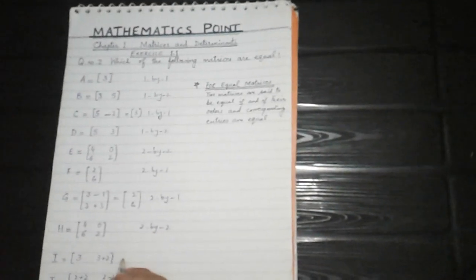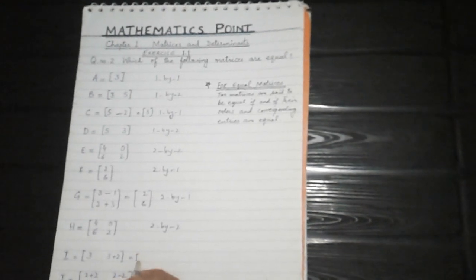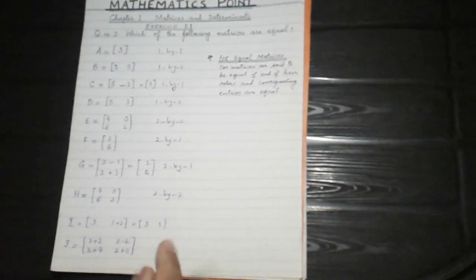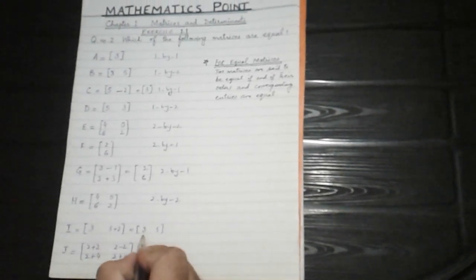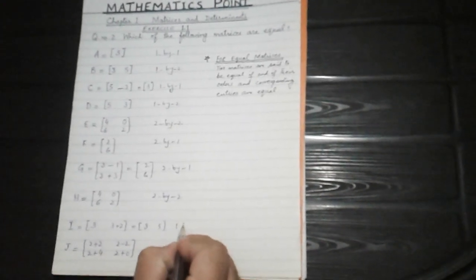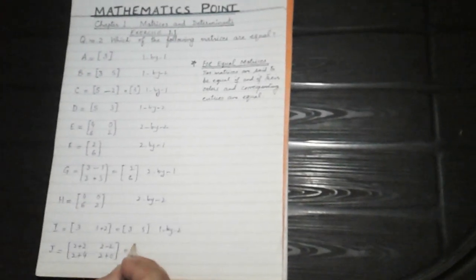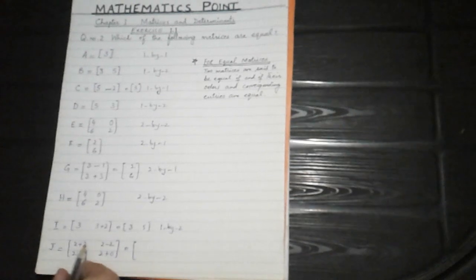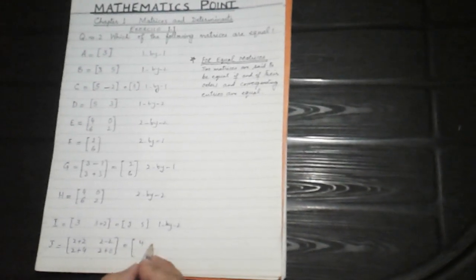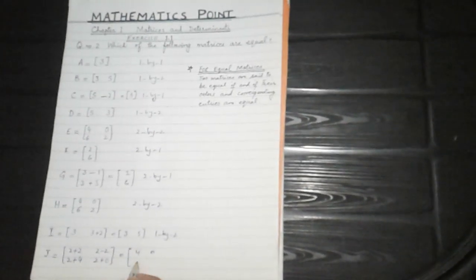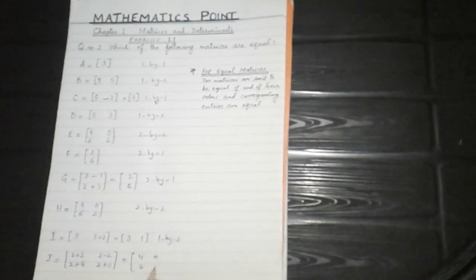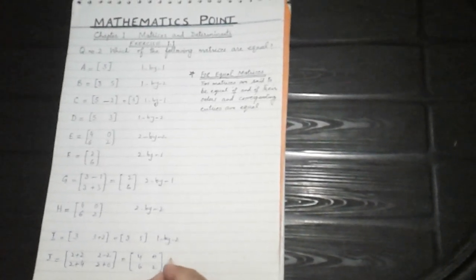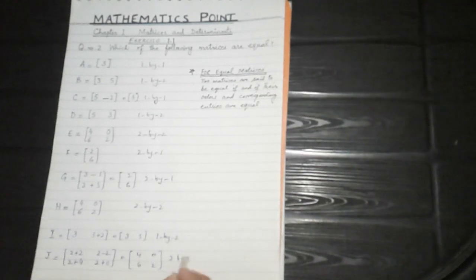In I matrix, first you have to solve it. Here is 3 and now 3 plus 2 is 5. So here the order is 1 by 2. In J matrix, first you have to solve it. 2 plus 2 is 4. 2 minus 2 is 0. 2 plus 4 is 6. 2 plus 0 is 2. Now the order is 2 by 2. There are two rows and two columns.